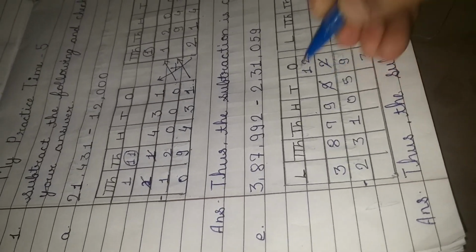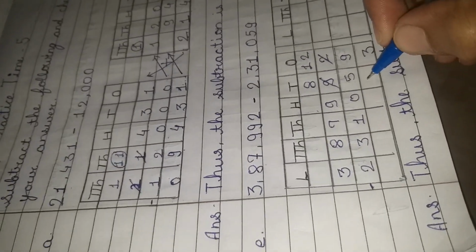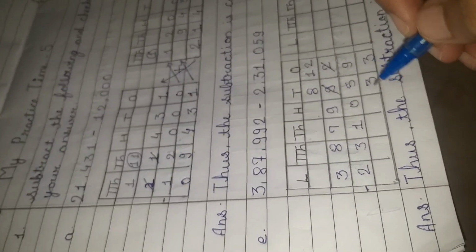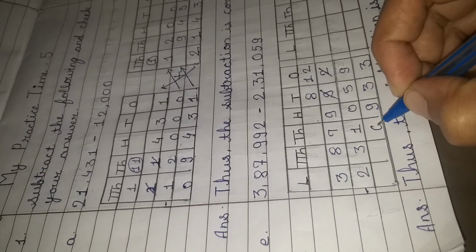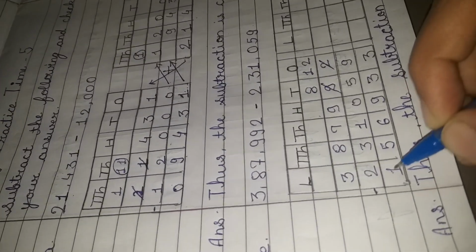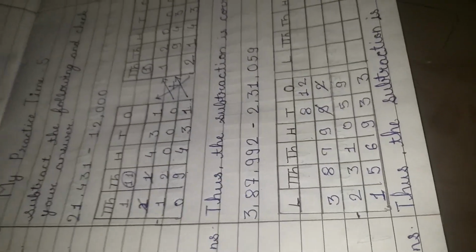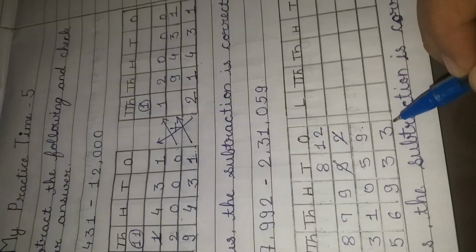So instead of 9 we are going to write 8. So 8 minus 5, 3. 9 minus 0, 9. 7 minus 1, 6. 8 minus 3, 5. 3 minus 2, 1. So we got our difference, that is 1,56,933. So what we are going to do? We are going to add now the subtrahend and difference.